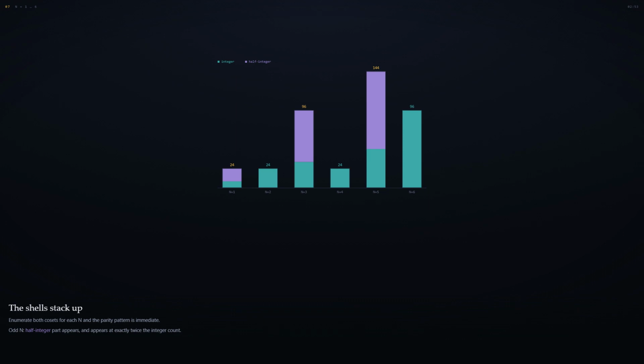7. The shells stack up. Enumerate both cosets for each n, and the parity pattern is immediate. Odd n. The half-integer part appears, at exactly twice the integer count. Even n. The gate is shut, and the shell is the integer orbit alone. The tempting shortcut fits the first few shells. It is also how you get burned.